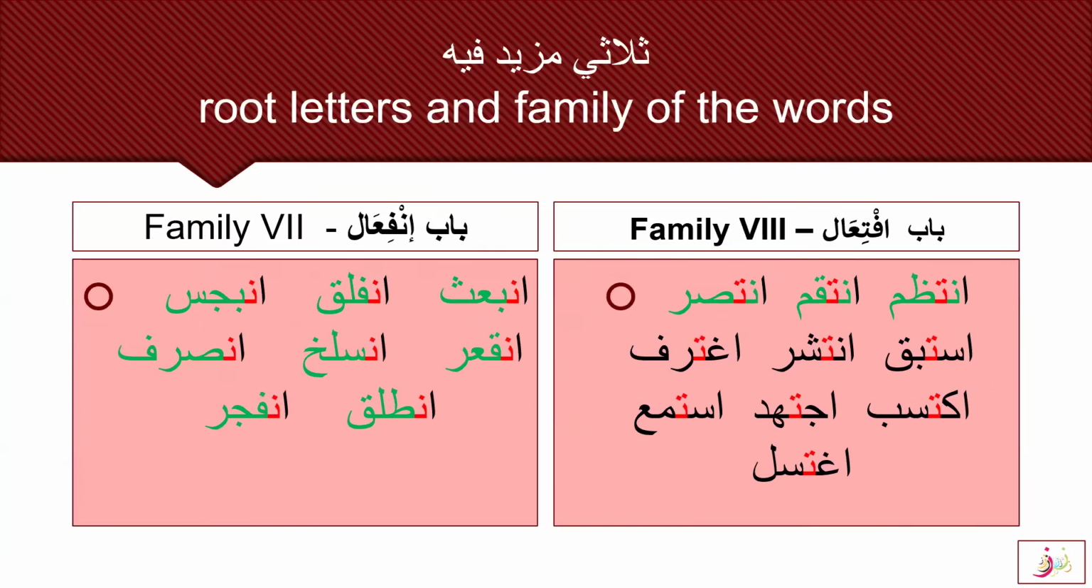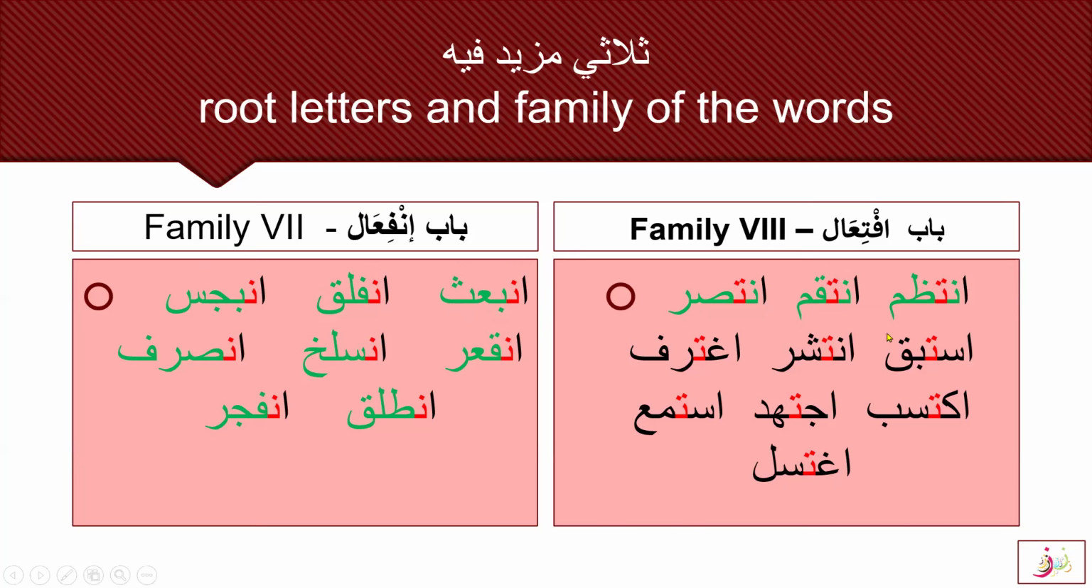So Salasi Mazid Fihi, the root letters and family of the words, the similarities: how to differentiate family 7 from family 8, Bab Iftial and Bab Infial. Here you can see the green are the root letters. In Bab Infial, it's visible that the root letters are consecutive. There is no break in the chain. There is no extra letter between them. And this is the family marker for family 7, noon.